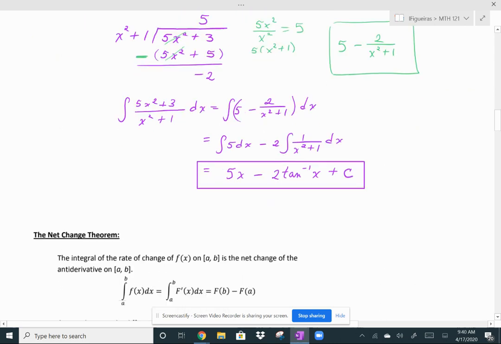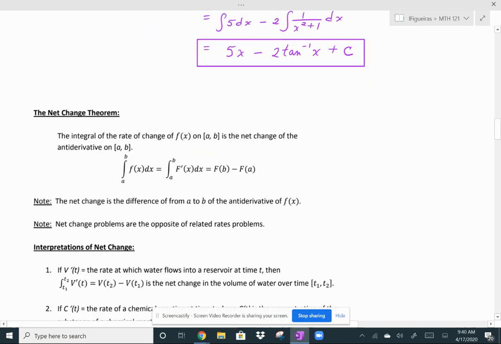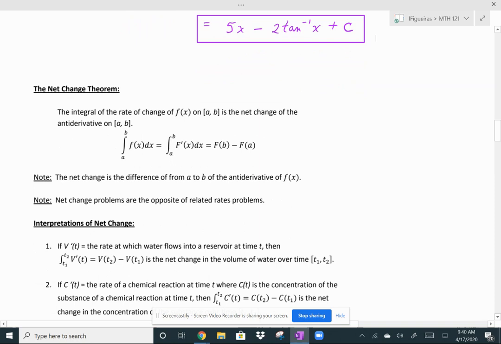All right, so let's move on to the net change theorem. We're going to revisit the fundamental theorem of calculus part 2. So we'll be working with definite integrals again with net change. The integral of the rate of change of f of x on a closed interval from a to b is the net change of the antiderivative on that interval. That's exactly what you see here, and this actually is the fundamental theorem of calculus.